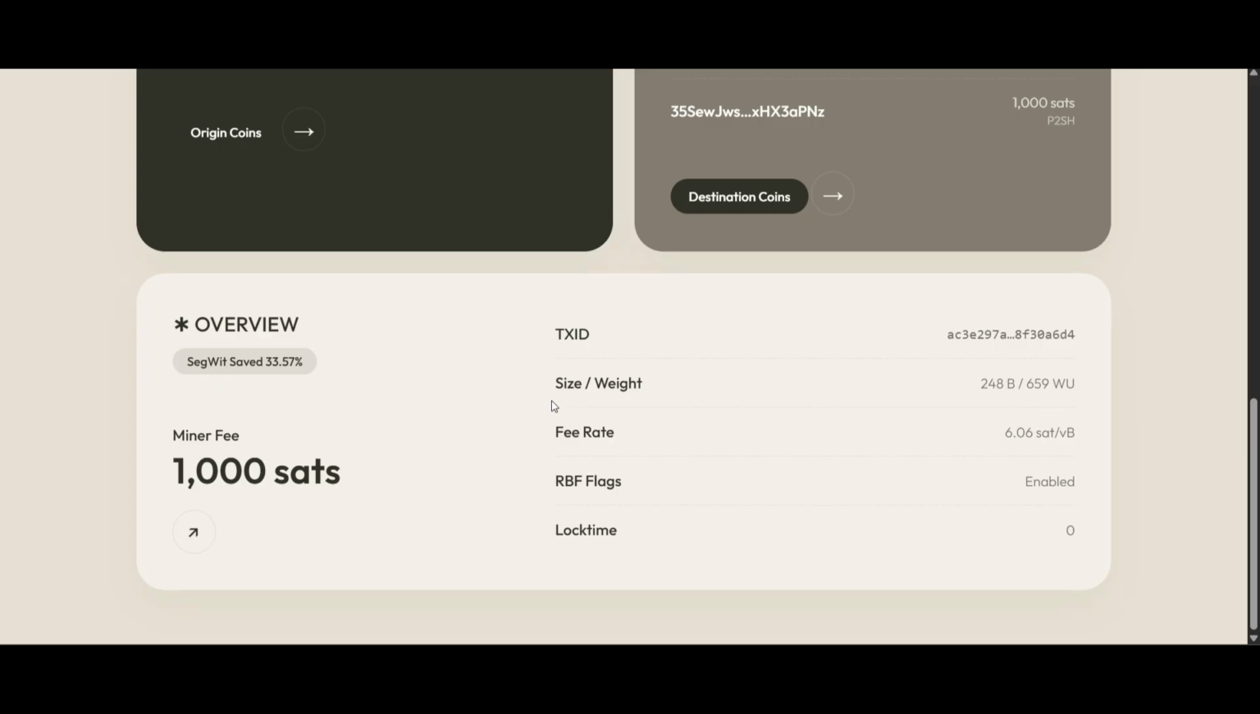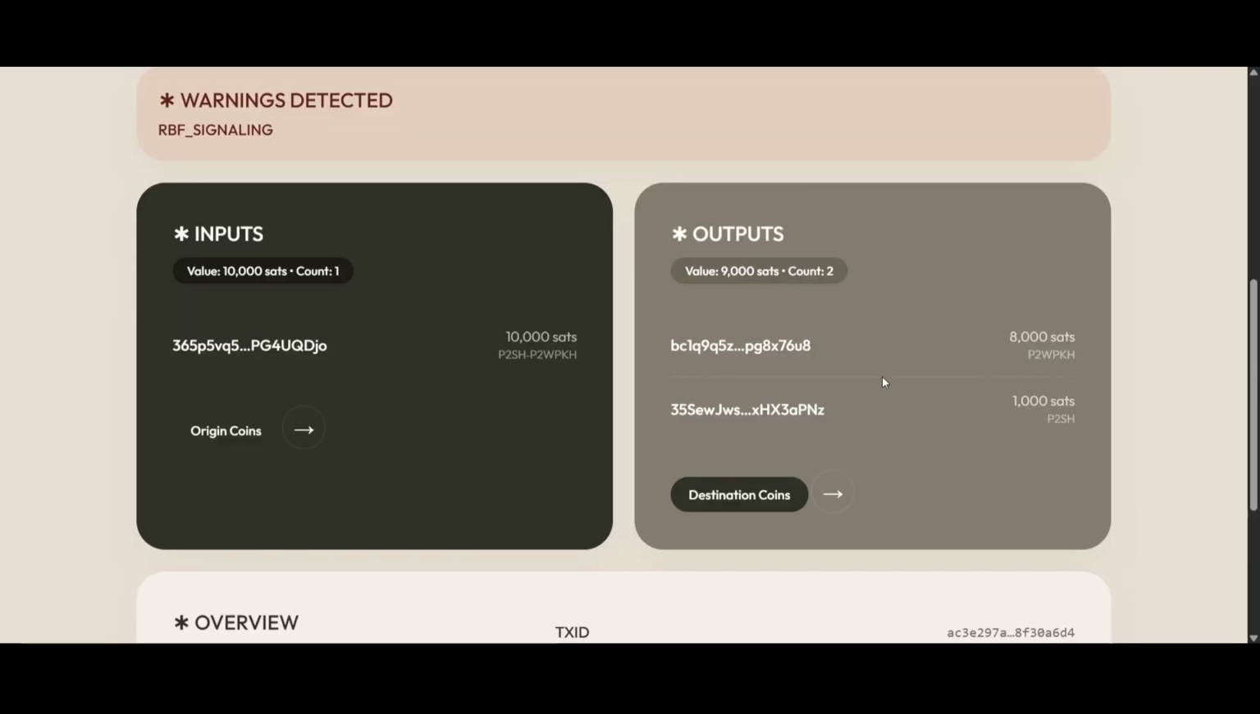This transaction uses SegWit, which is an upgrade that separates the heavy signature data, the witness, from the main transaction. Because of SegWit, the transaction ID and the witness transaction ID are different, and this user got a SegWit savings discount on their weight. Bitcoin uses different types of locks.